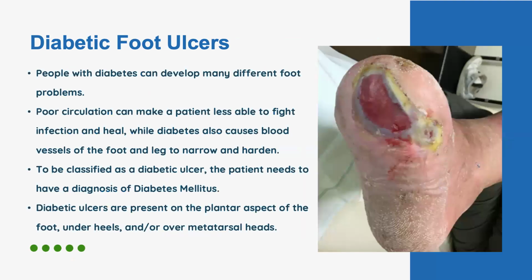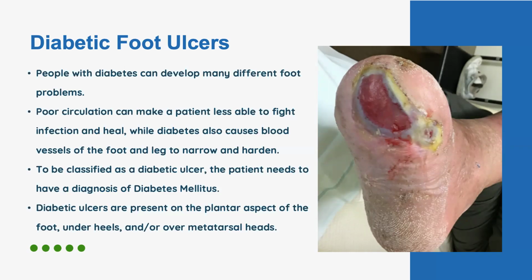So again, this picture is of a patient I treated some time ago. He had a TMA amputation, and then he slowly developed a diabetic foot ulcer, where you can see the callus around the edges of the wound. People with diabetes can develop many different foot problems due to the poor circulation, which makes the patient less able to fight infections and heal. And the diabetes also causes the blood vessels in the foot to calcify and harden.